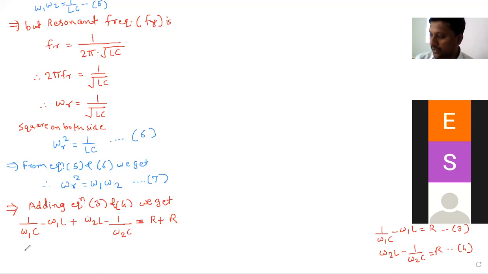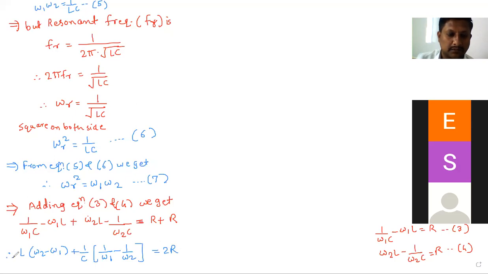The next part, once you are adding, from this L part, you can take the common L, and from this C part, you can take the common 1 upon C. So what you are getting now? L, if you are taking common, what is remaining inside the bracket? Omega 2 minus omega 1. Next, 1 upon C you can take common from these two. So what is remaining inside the bracket? 1 upon omega 1 minus 1 upon omega 2. Okay, so right hand side R plus R becomes 2R.